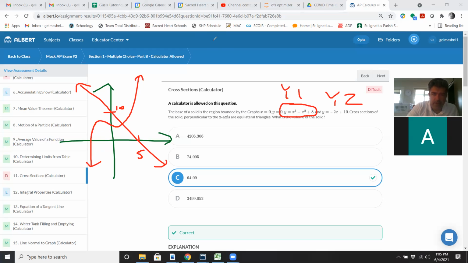So I'm looking at this region right here. Okay. And I have equilateral triangles where the bases are perpendicular to the x-axis. So it kind of looks like that, coming out of the page. Now, this right here is going to be my base, right?